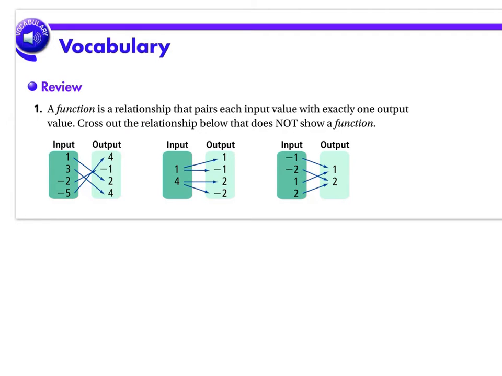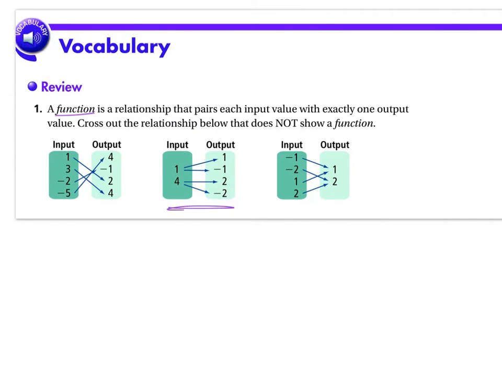Another vocabulary word we have is function. A function is a relationship that pairs each input value with exactly one output value. So one of these below do not show a function. As you're looking at these, try to determine which one has your x value, your input value, going to more than one output value. That one would not be a function.